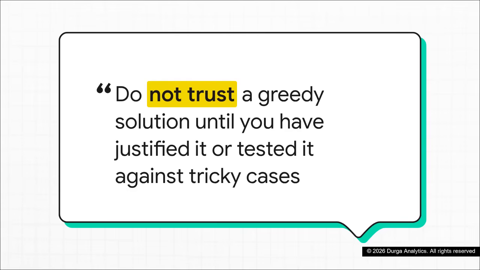The absolute core engineering discipline here is justification. Whether you write out a short logical proof in your pull request description, or you write rigorous edge case unit tests specifically designed to break it, we never ship greedy code on blind faith. This level of justification is exactly what separates a lucky guess from sound, professional software engineering.